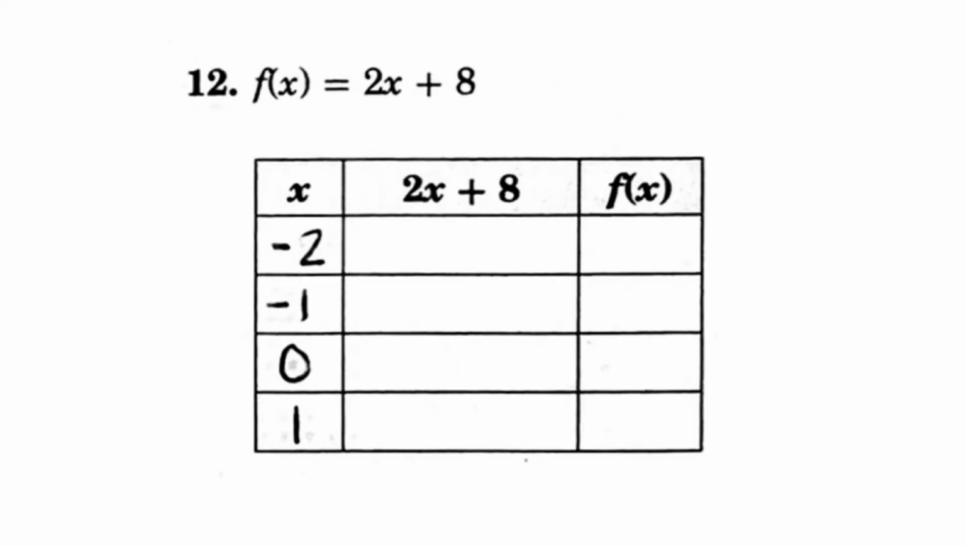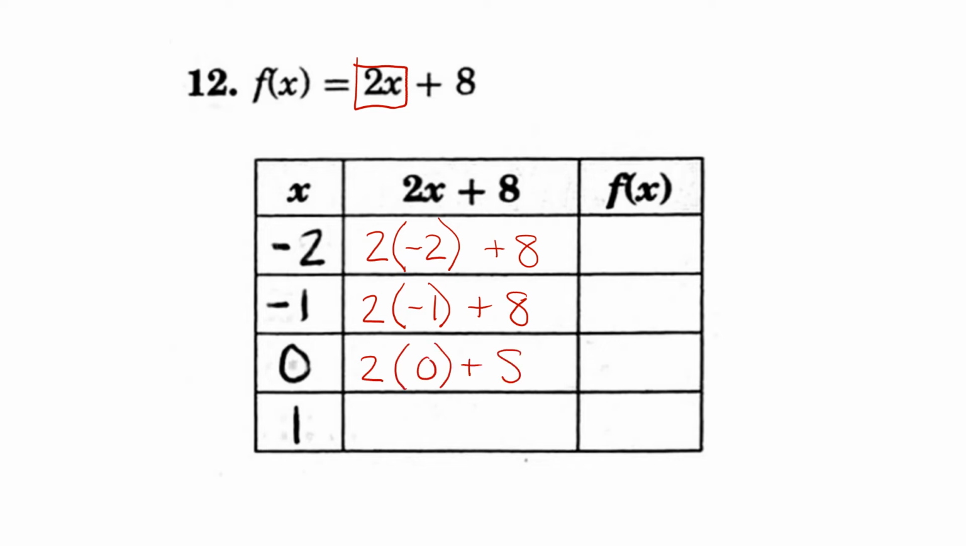For number 12, we have the equation 2x plus 8. Just like before, the 2 and the x side by side means multiply. So we're going to multiply the 2 times the negative 2, and the plus 8 stays the same. We would multiply the 2 times the negative 1, and the plus 8 stays the same. 2 times 0, and the plus 8 at the end, and 2 times 1, and the plus 8 at the end.